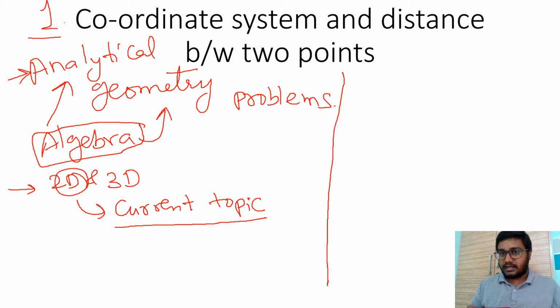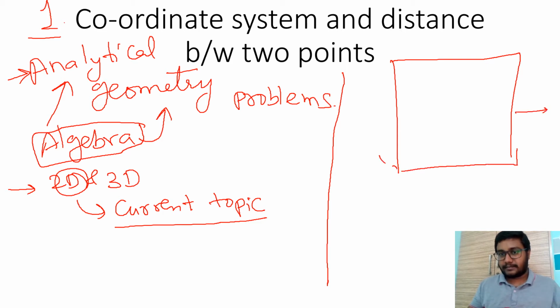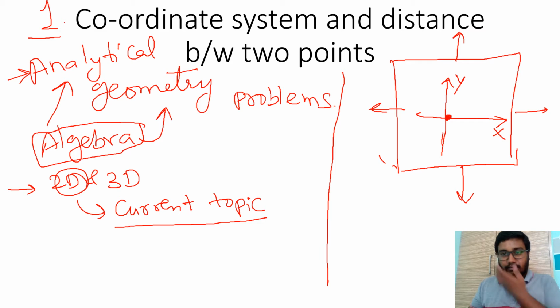We have to define a 2D plane first, a 2D infinite plane, which is extended up to infinity on all sides. On this 2D plane, we select a point, which we call the origin, and there will be two perpendicular straight lines passing through the origin. These two straight lines are called the x-axis and y-axis.